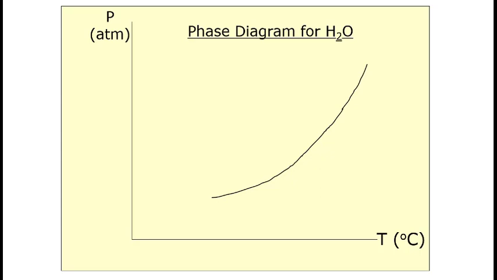We start with what we've seen before, the plot of the vapor pressure of water versus temperature. Since boiling is defined as occurring when the vapor pressure equals the external pressure, this curve also represents the boiling point of water as a function of external pressure. At temperature-pressure combinations above and to the left of the curve, water exists as a liquid. Below and to the right of the curve, water exists as a gas.